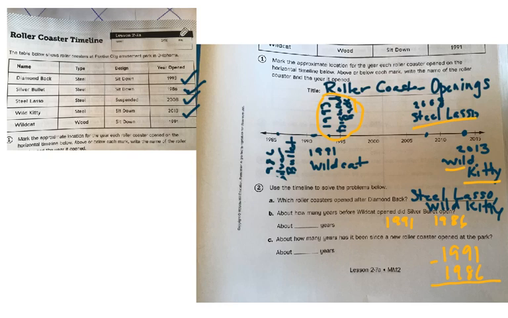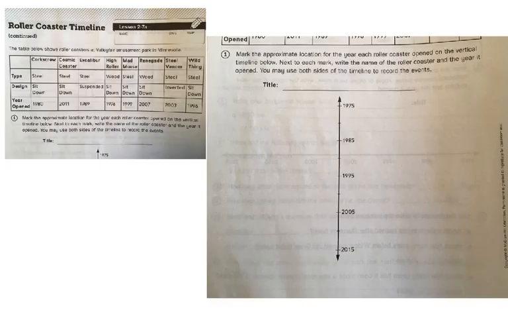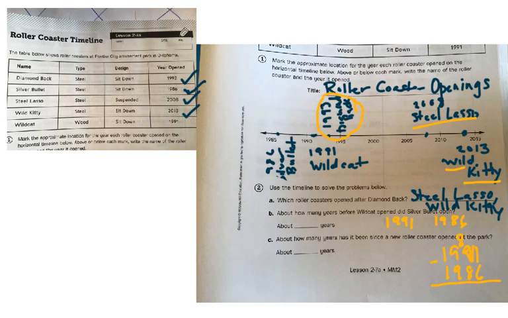So I cannot take 1 minus 6. I need the larger number on top. So I'm going to borrow from the 9, make it an 8, put that 10 in front of the 1 to make 11. 11 minus 6 is 5. So there are 5 years between when Silver Bullet and Wildcat opened.